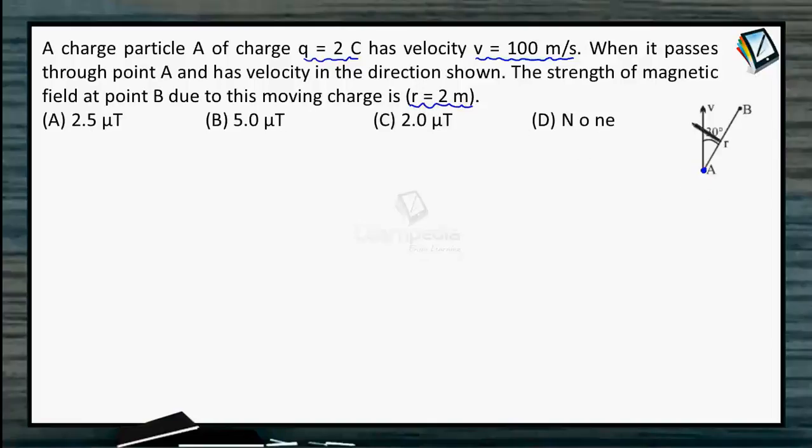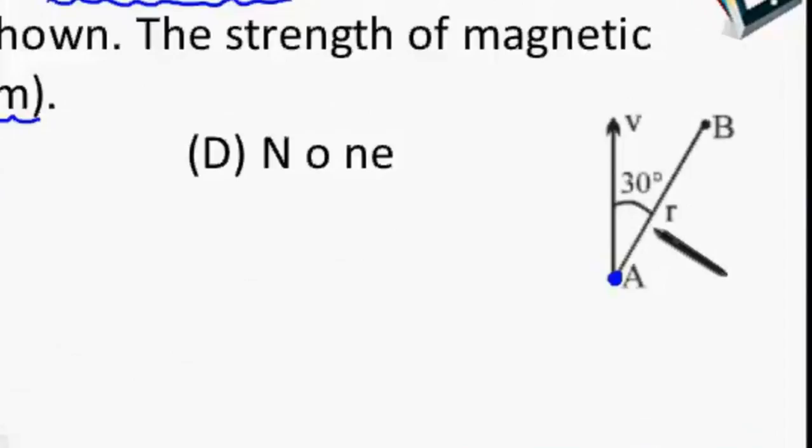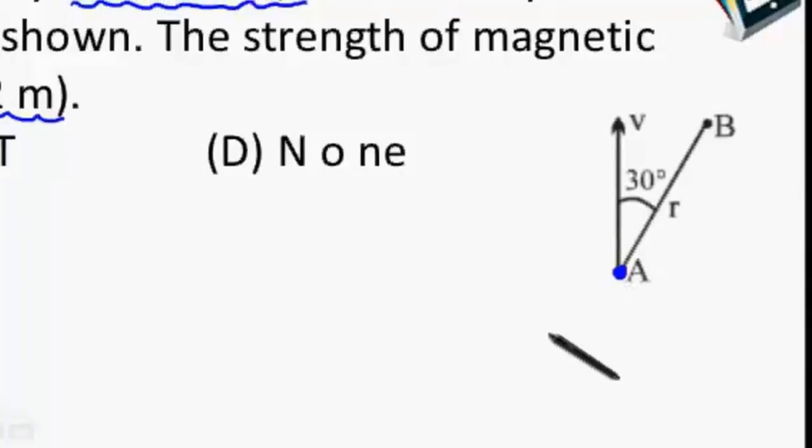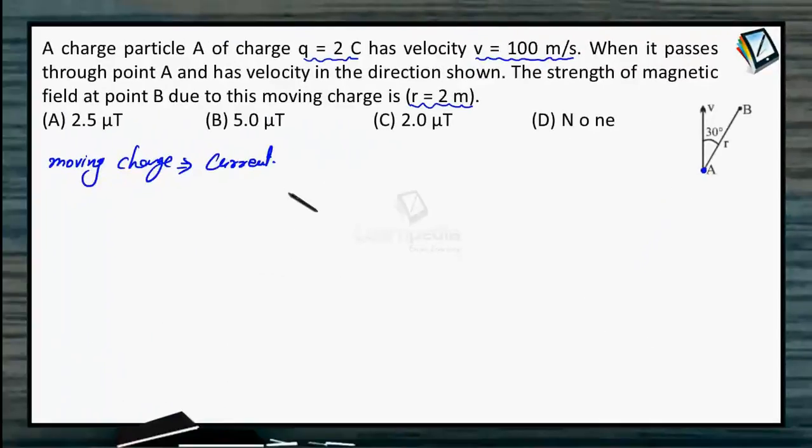How is this charge going to produce the magnetic field? Because a moving charge is nothing but a current. Moving charge is equivalent to current. So there must be some magnetic field because of this moving charge. So let us calculate this particular magnetic field due to this charge when the charge is at this location and moving in this direction. We have to do a little bit of tweaking in Biot-Savart law.